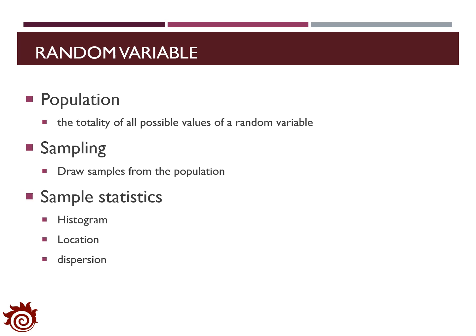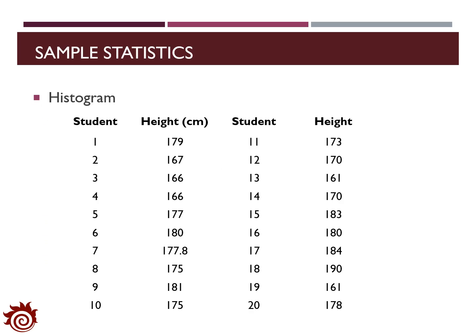For random variable, we also have some other important terms. The first one is called population. It represents the totality of all possible values of the random variable. And the second one is sampling, which means the samples that we draw from the population. For sampling, there will be some statistics for us to represent the features of the data, including the histogram, location, and dispersion. Now let's see how we can use the histogram to represent a sample.